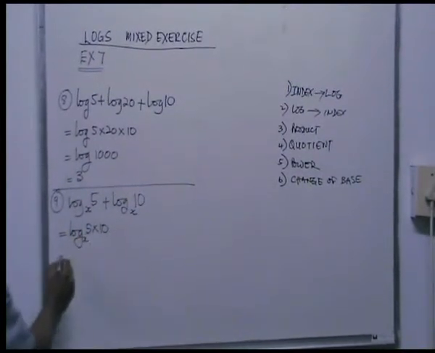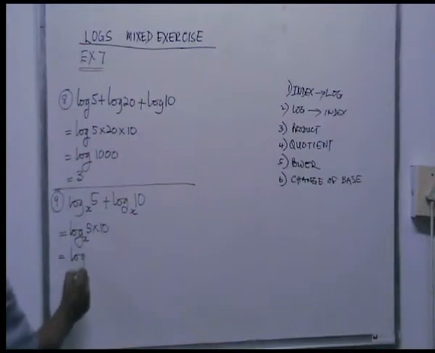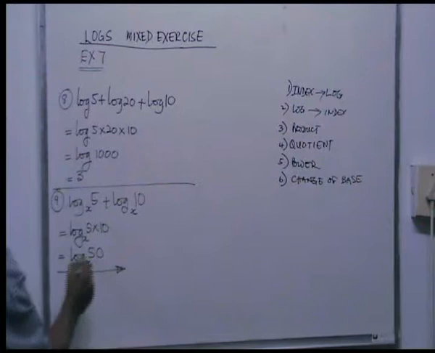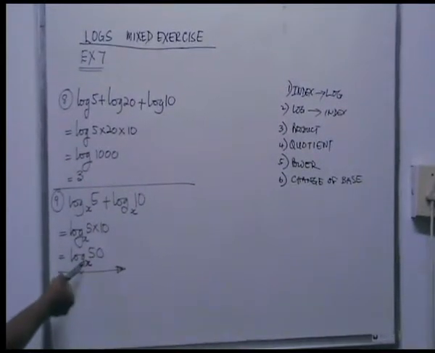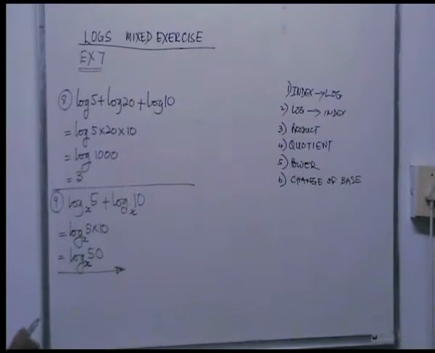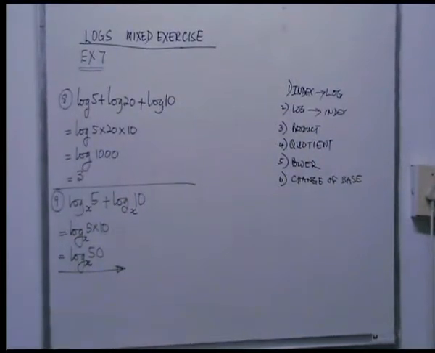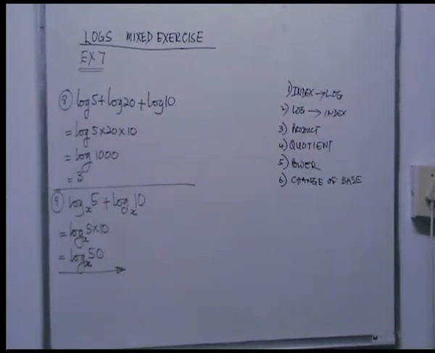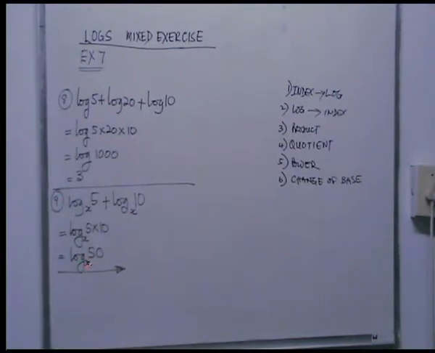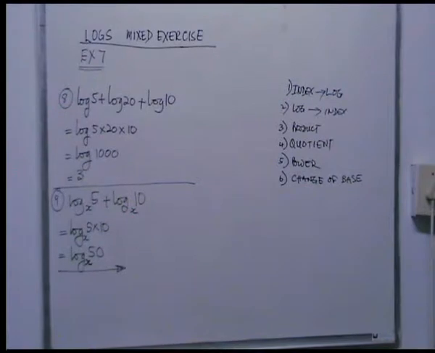I'm just doing it step by step. You can do that mentally. It becomes log of 50 to the base x. Now you'll have to stop here, because I can change base here, but it won't help me because the calculator can't take x in it. So this is where I'll stop. I can only apply the product law and stop, because I can't get the final answer on a calculator, because there's an x here. So that's where I will stop for number 9.